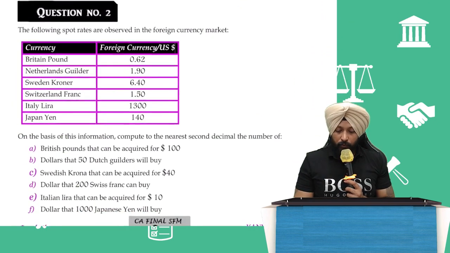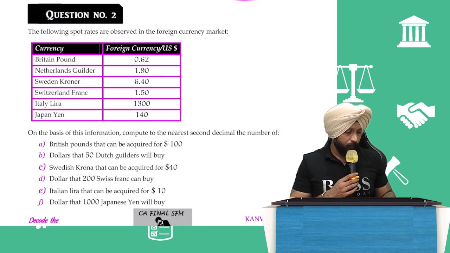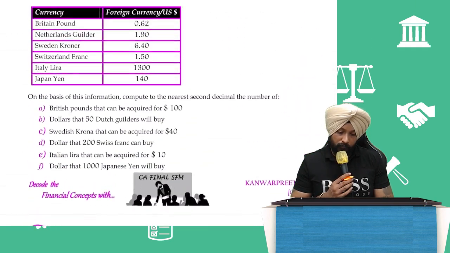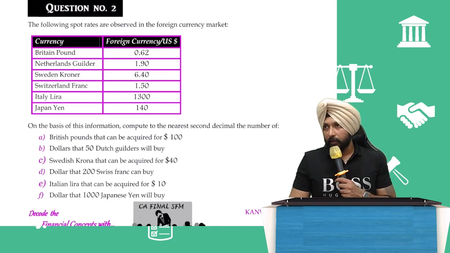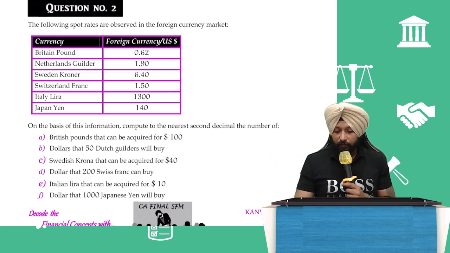Okay, we'll see one question to understand the rules. Look at question number 2. The following spot rates are observed in the foreign currency market. Now you see what quotations they have given: Britain pound, Netherlands guilders, Sweden kroner, Switzerland franc, Italian lira, Japanese yen. So they have given all different varieties of currencies.